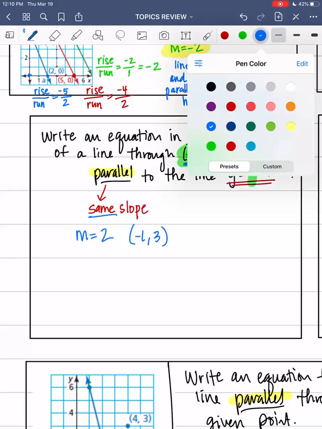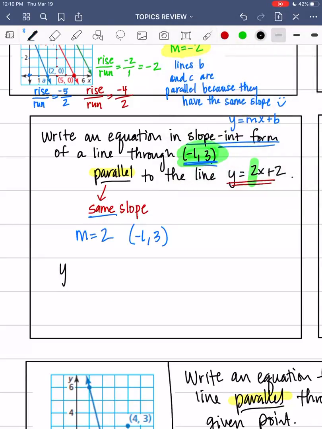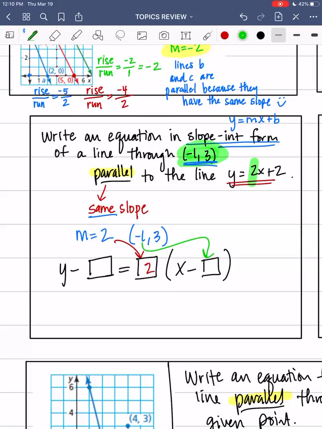Okay. Point-slope form is this guy. So we have y minus the y number equals the slope times x minus the x number. And we just have to put everything where it goes. Well, the slope goes right there, 2. And the x number goes next to the x, -1. The y number goes next to the y, 3. Okay, so we have y minus 3 equals 2 times x minus -1. Minus negative is plus.